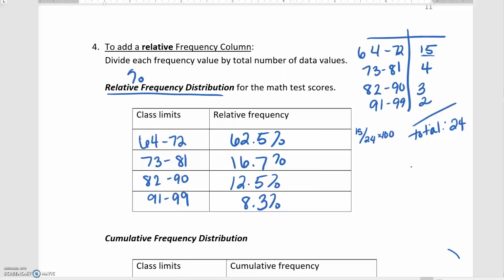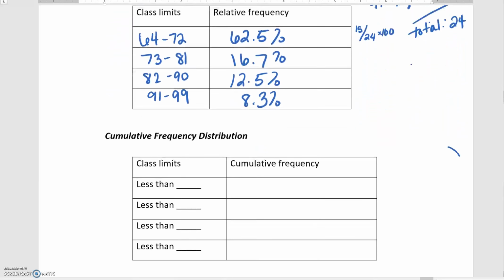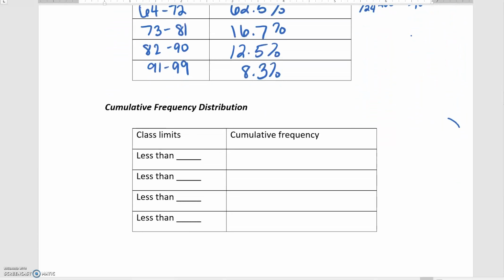And the other type of chart we can make here is a cumulative frequency distribution. So these, we're saying how many are less than a certain number. So we're going to start by saying less than 73. So notice that's the beginning number of our second class. Then we would say 82, 91, and then remember before when we added 9 again, we got 100.